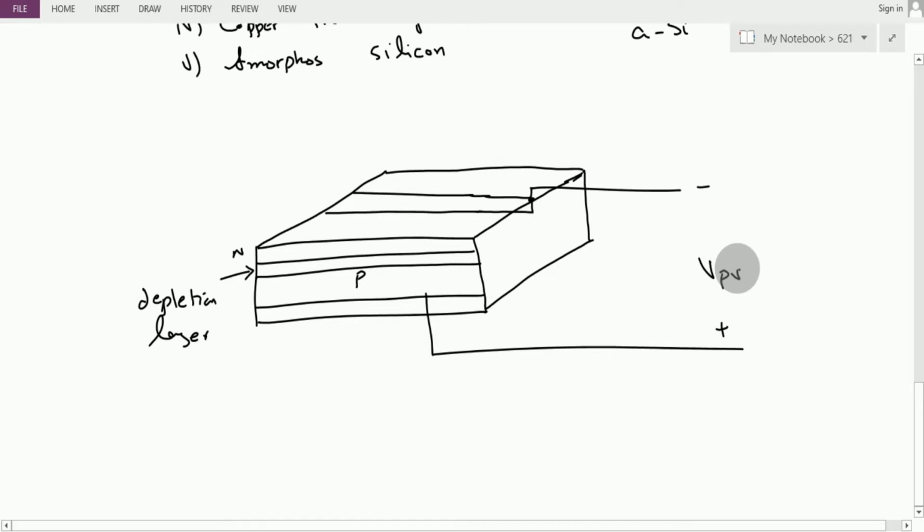So the output here is VPV. This silicon layer is doped to form a PN junction, and on the side which is exposed to the sunlight, there is a grid of metallic wires to collect the charges which are generated in this particular photovoltaic cell.